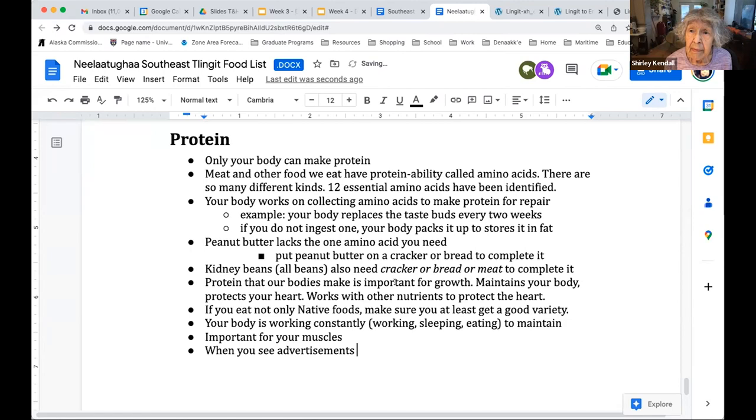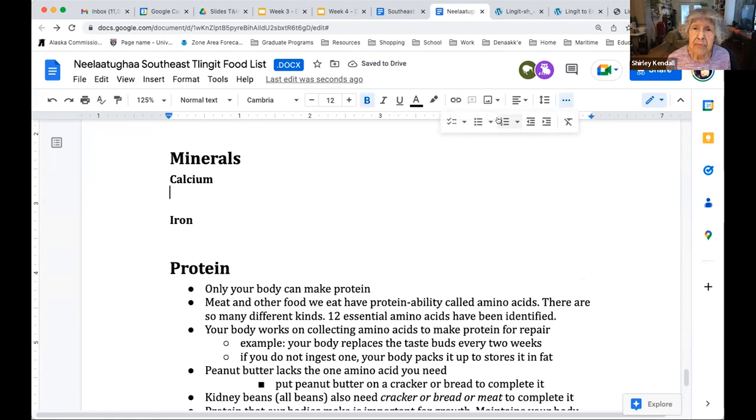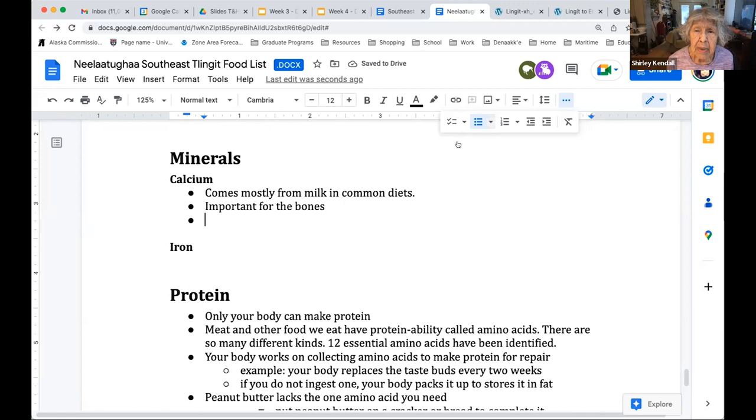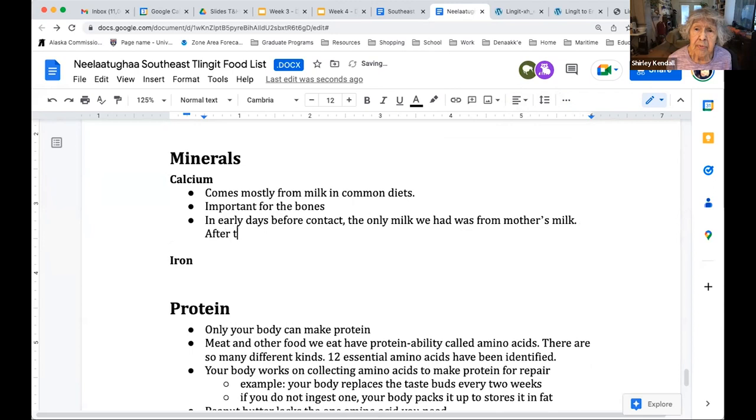And calcium comes mostly from milk in today's world. And I think we all know that calcium is important for the bones. In the early days, before the white man came, the only milk that we had was mother's milk. So after the child is weaned, if the mother is careful, it should be about 2 or 3 years old before they give up milk. From then on, it's pretty rough going for getting calcium.